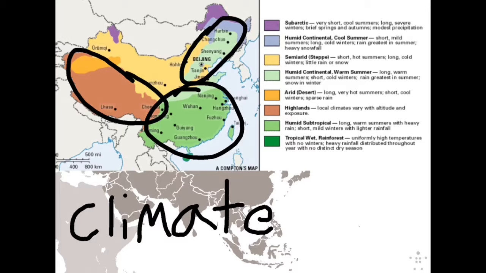Semi-arid, aka steppe, is in the north part of China, with short hot summers and long cold winters. Arid desert is in the west, which is dry all year round. Tropical rainforests are in the little islands of China in the south, with no winters and heavy rainfall.